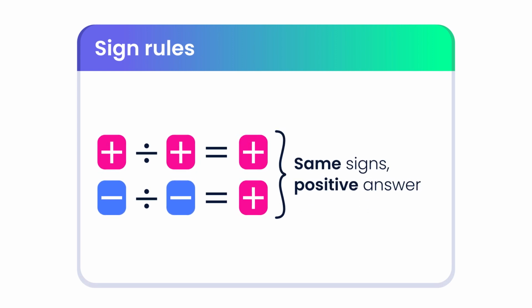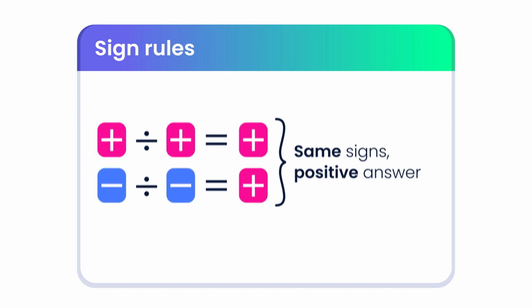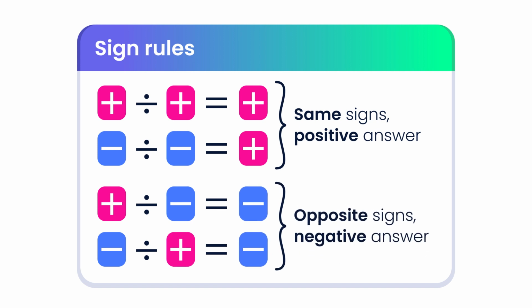Let's repeat the sign rules, just to be safe. Same signs give a positive answer. So plus divided by plus and minus divided by a minus both give positive answers, just like when you multiply. Opposite signs give a negative answer, so plus divided by minus and minus divided by plus both give negative answers. Again, just like when you multiply.